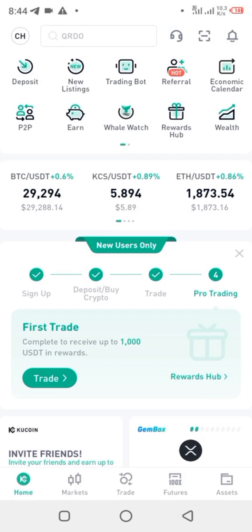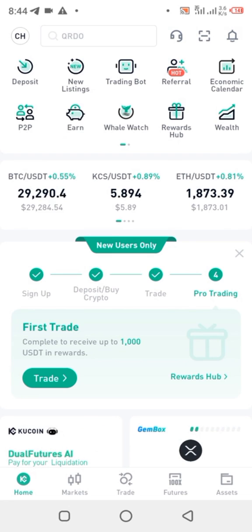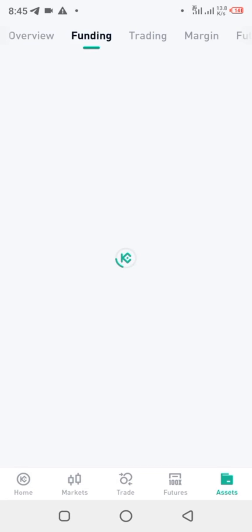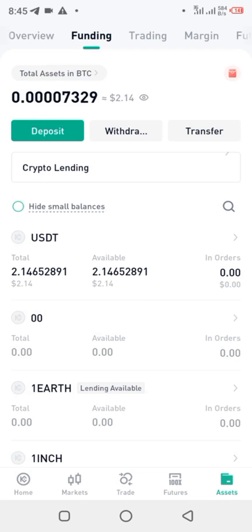When this crypto asset has been released into my wallet, what I have to do is go to assets, because it will be in my funding wallet. For me to be able to trade with this 5.7 USDT, I have to change it from the funding wallet to the trading wallet. So what you have to do is click on the funding wallet where your asset is so that you can switch it over to the trading wallet.